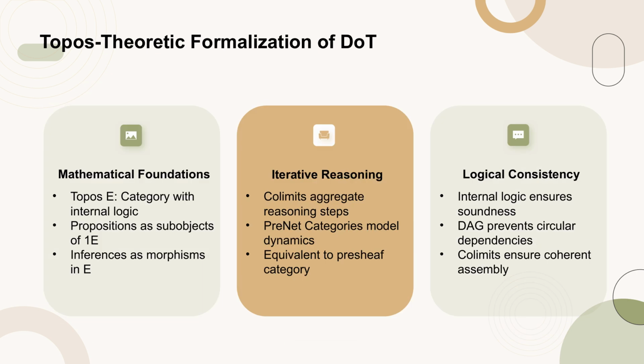The DoT framework is formalized using topos theory, which provides a unifying framework for mathematics and logic. In this context, a topos is a category that supports internal logic, where propositions are modeled as subobjects of the terminal object, and inferences are represented by morphisms. The iterative reasoning process is captured using colimits and presheaf categories, which aggregate all reasoning steps into a coherent object. This approach ensures logical consistency and soundness by preventing circular dependencies and ensuring all valid inferences are included. The formalization also highlights the role of category theory in informing the design of reasoning mechanisms in LLMs.